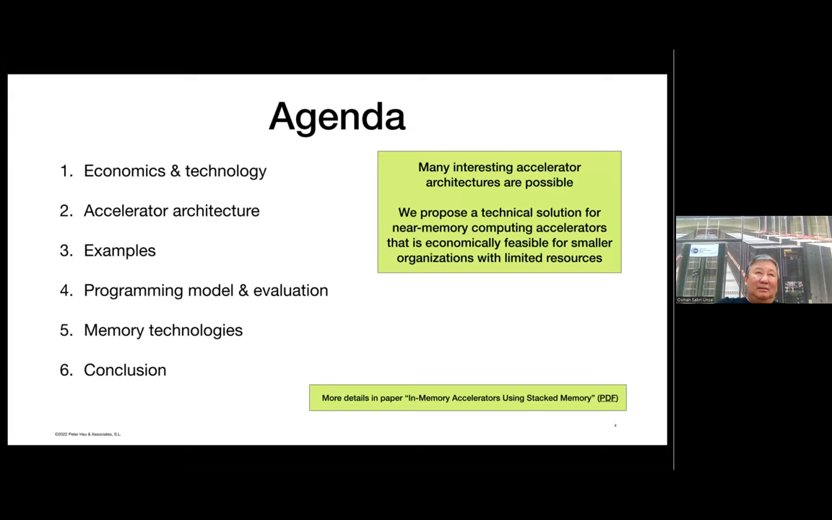So the agenda here, first we need to talk about economics and technology and why we needed to come up with a scheme like this. Then I'll talk about the accelerator architecture and give a couple examples. And then talk a little bit about programming model and how the performance evaluation works, and then the memory technologies that come in the future.